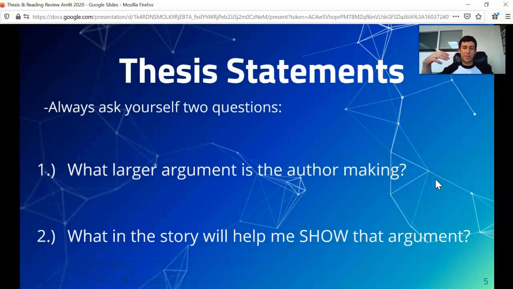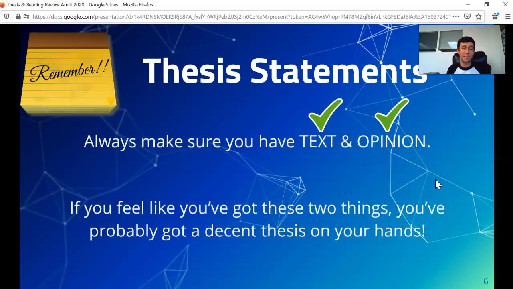So again, always ask yourself these two questions. What larger argument is the author making, and what in the story is going to help me show that argument? Those two things will be in your thesis. That's the text plus opinion. And if you make sure you have text plus opinion, you can use these two things as a checklist. If you feel like you've got these two things, you've probably got a pretty decent thesis statement on your hands. You've probably got at least a B+ thesis statement if you've got text plus opinion.